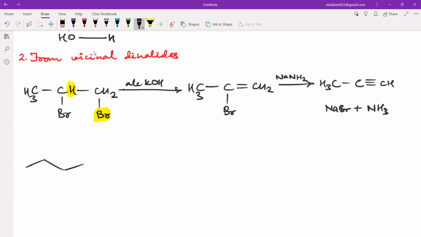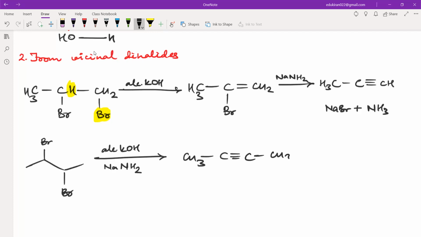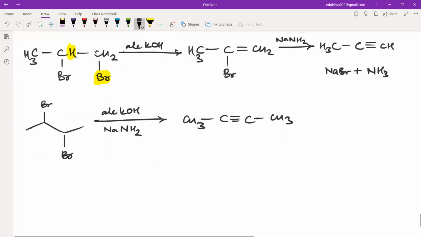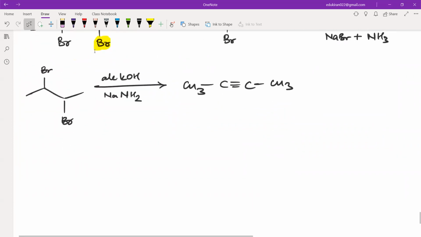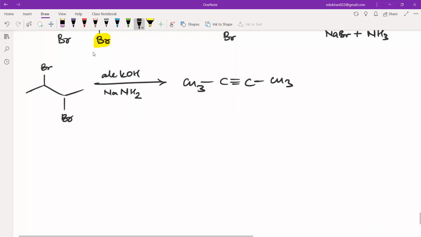So if you get something like this, Br and Br, and you're getting two steps. The first step is alcoholic KOH. Second step is NaNH2. Then you have CH3, single bond, C triple bond C, single bond, CH3. It doesn't matter what type of bonds you have.